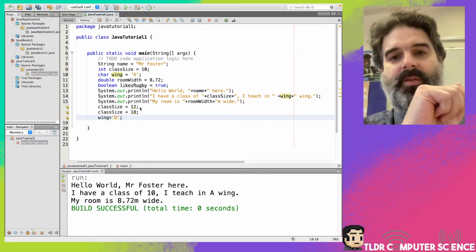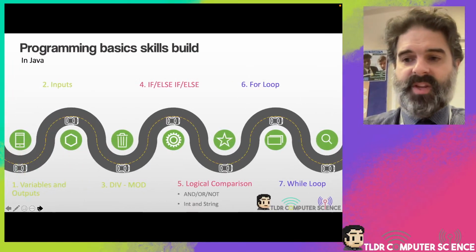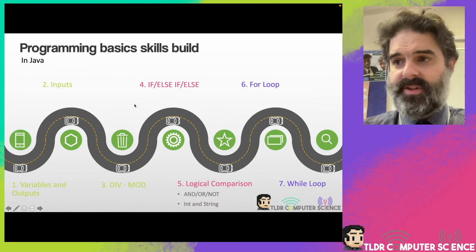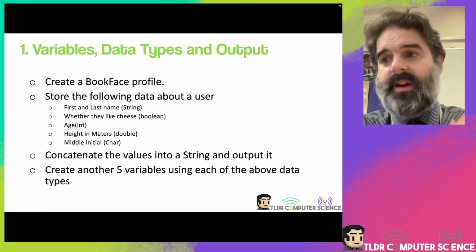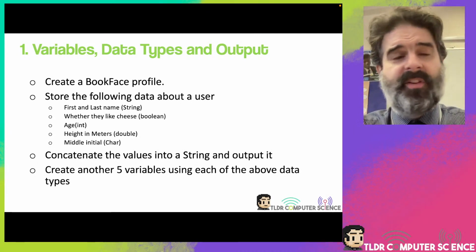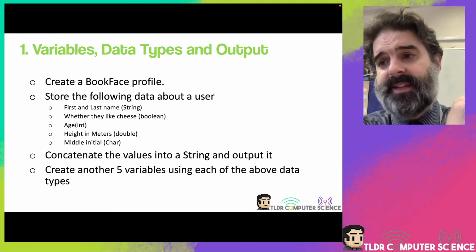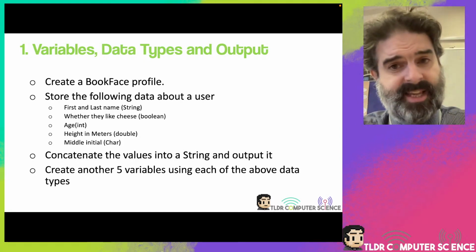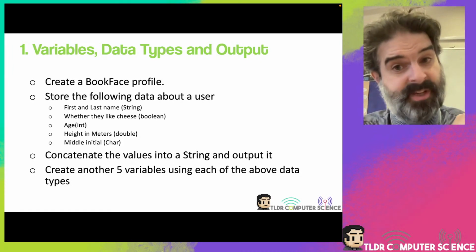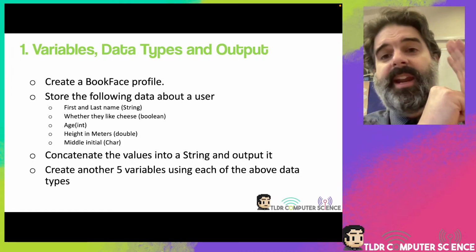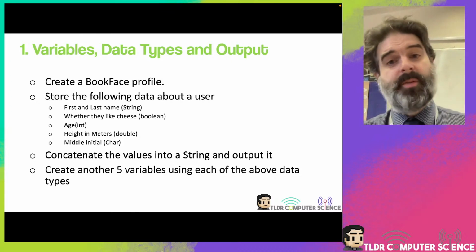Okay, I think it's over to you. Let's have a look. We're in this variables and outputs, and I want you to do these first things here. I want you to create a Book Face profile, no relation to any other social media platform you've heard about. And on there, I want you to store the following data about a user. Their first and last name, so that will be a string. Whether they like cheese. That's a bit random, I know, but inoffensive, which will either be true or false.